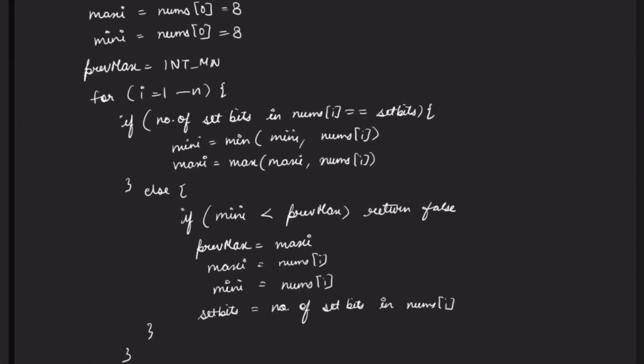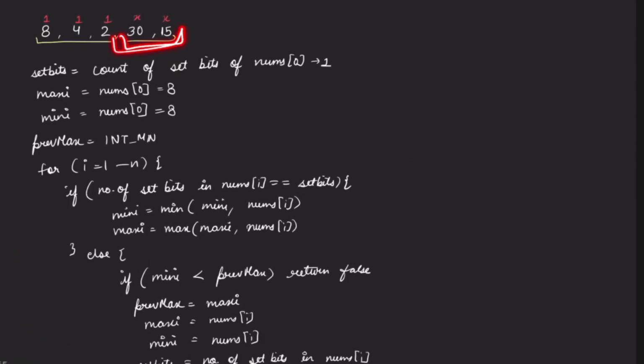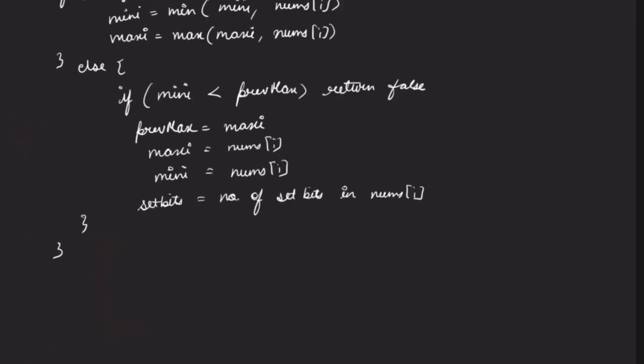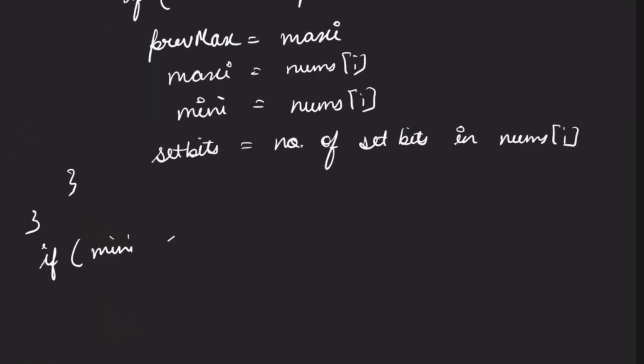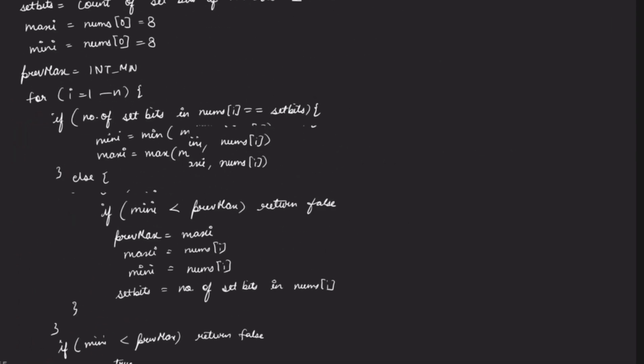Now you will see here that after this loop finishes, whatever will be the last segment in your array won't be checked, right? Because this loop will be finished, it won't come to this step. So after coming out of this loop also, you should check once that if mini is less than the previous maximum, then return false. Otherwise return true, then we can say that the array can be sorted. So this will be our approach.